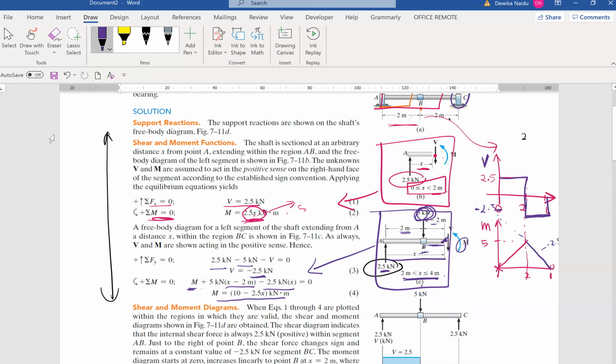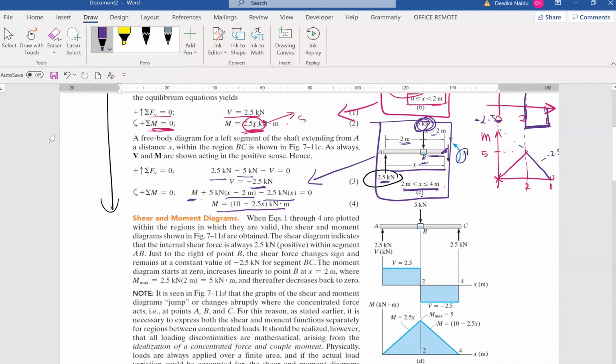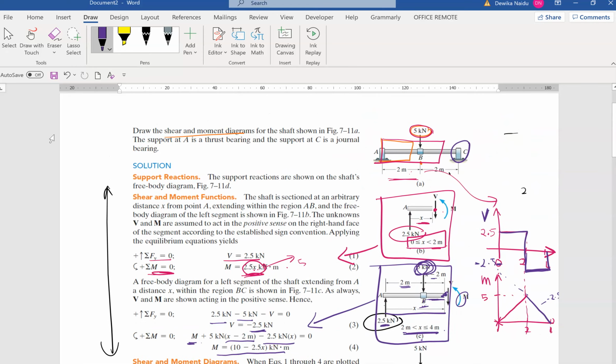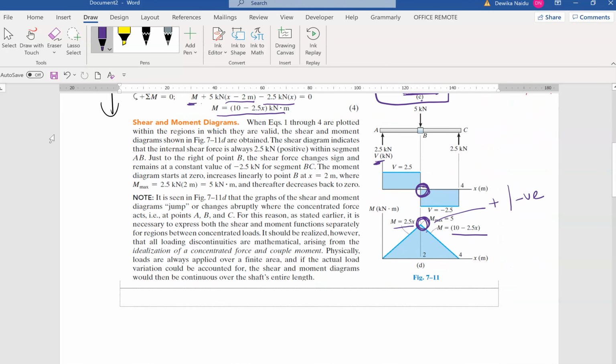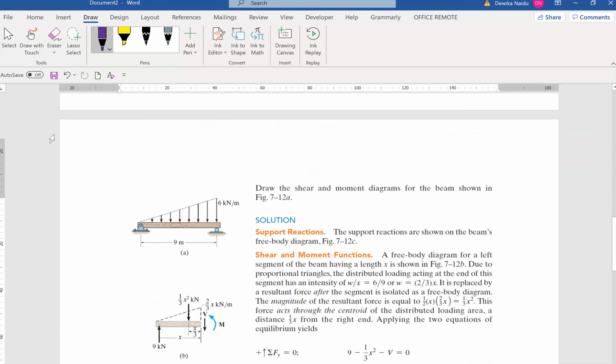Okay, let's look at the answer. Can you see the answer? Yeah, it's similar to our calculation. Any intersection at 0 in the V graph will give a maximum in your M graph, either a positive maximum or a negative maximum. It depends. So this is how the graph has been plotted for this. I hope you understand. You just have to repeat this, then you'll be all okay.